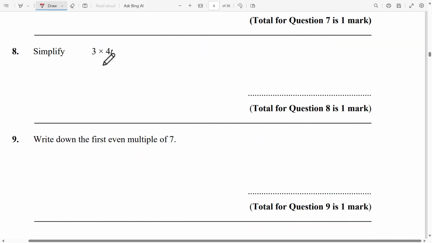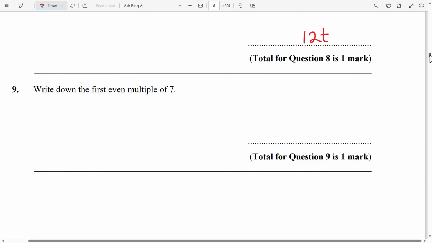Here we need to simplify this. This is going to be 3 times 4t, and that's going to be 12t. And now we want to write down the first even multiple of 7. Well, these are the multiples of 7: 7, 14, 21. Yeah. And then the list goes on. But we need the first in the list that's even, and that's going to be 14.